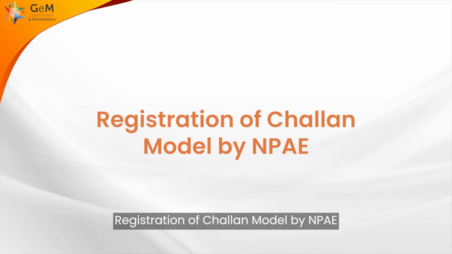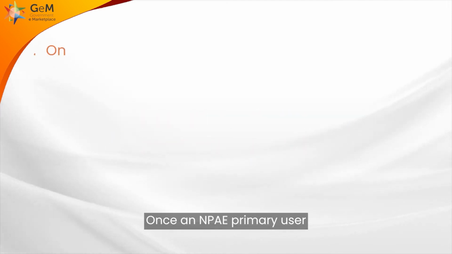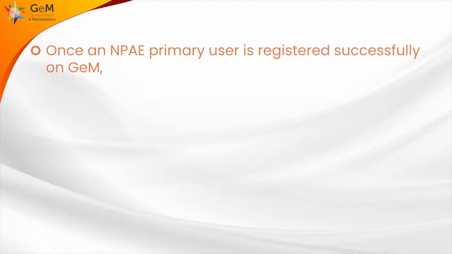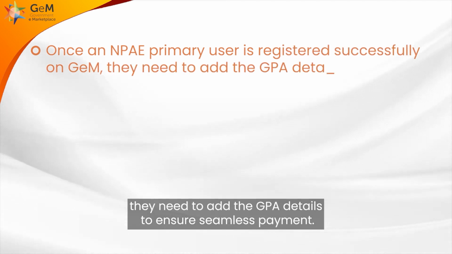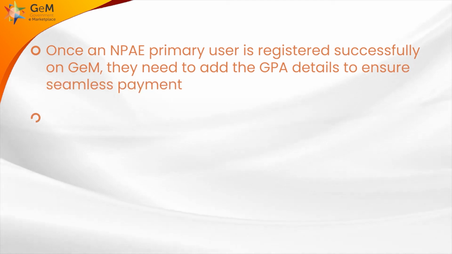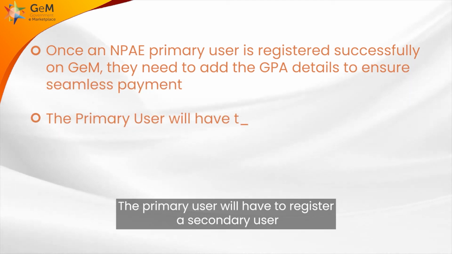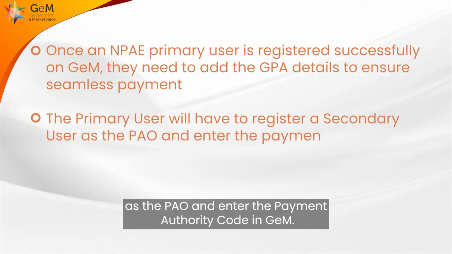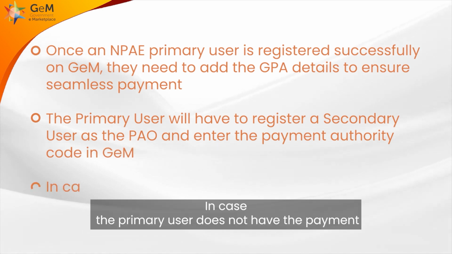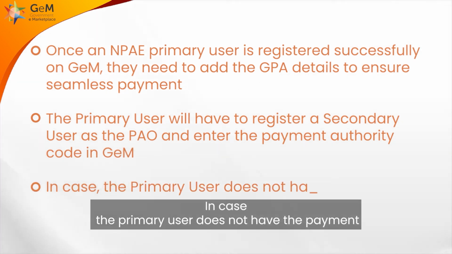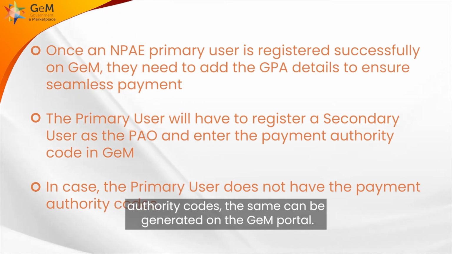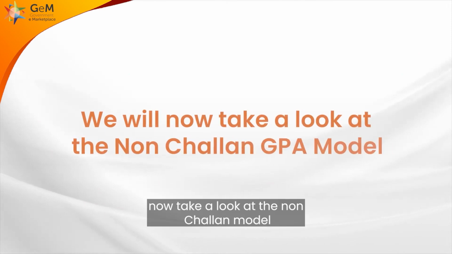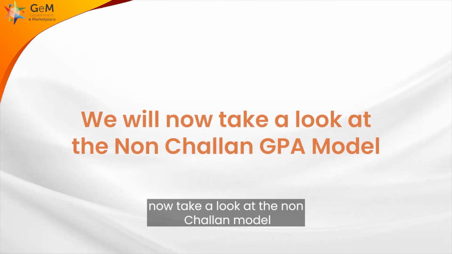Registration of Challan model by NPAE. Once an NPAE primary user is registered successfully on GEM, they need to add the GPA details to ensure seamless payment. The primary user will have to register a secondary user as the PAO and enter the payment authority code in GEM. In case the primary user does not have the payment authority codes, the same can be generated on the GEM portal.